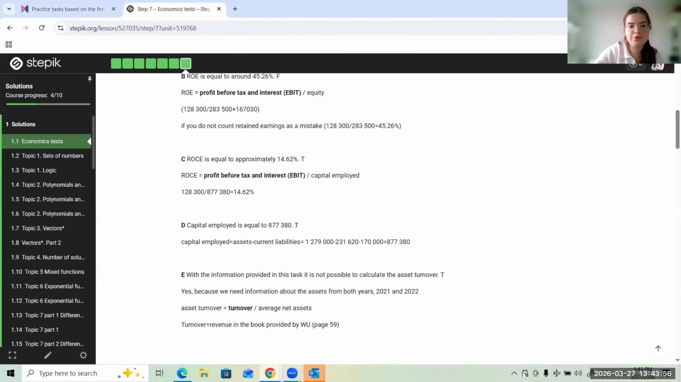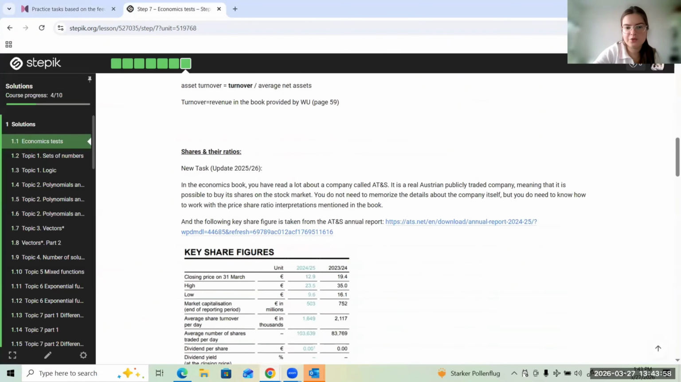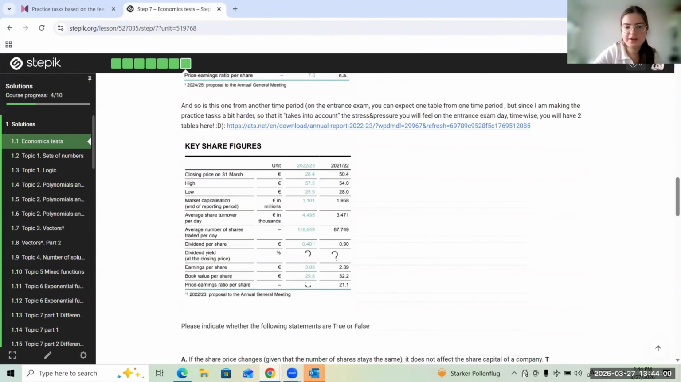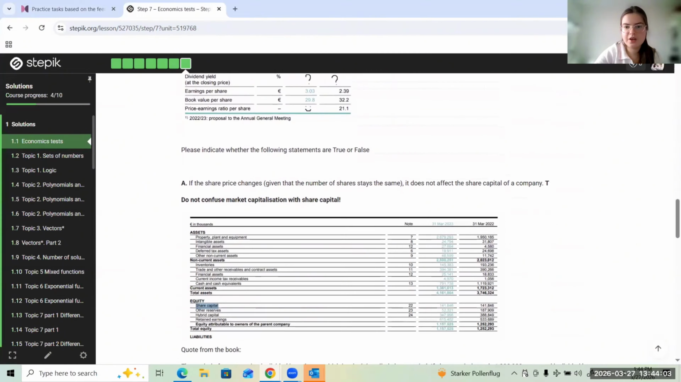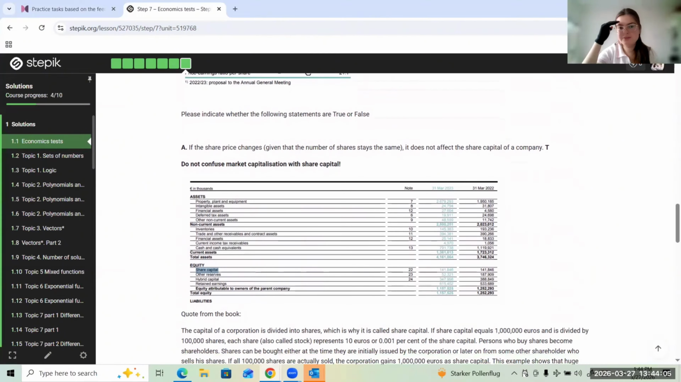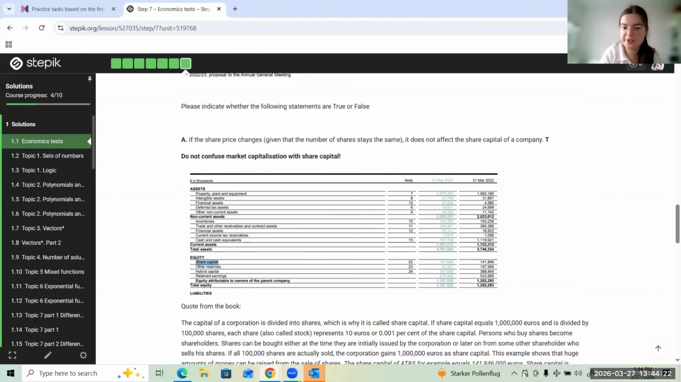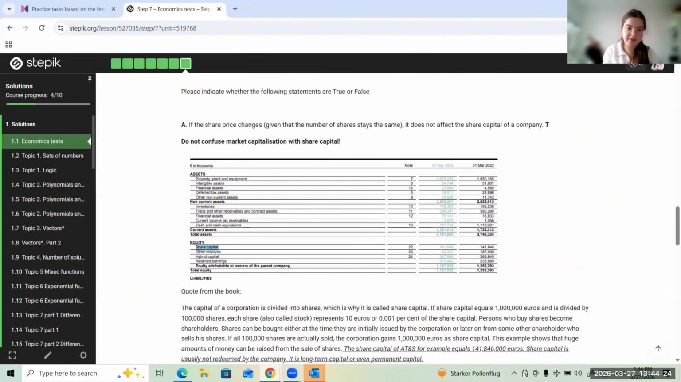So yeah, and I will also for these tasks, I would say just keep this as explanation because I also did some comments here. So share capital is always the same actually. If you also look at different years of the company's financial reports, you will see it's exactly the same number. And market capitalization would be different. And we will also discuss it a bit later. So market cap and share capital, please don't confuse the two. They sound very similar, but they're not.